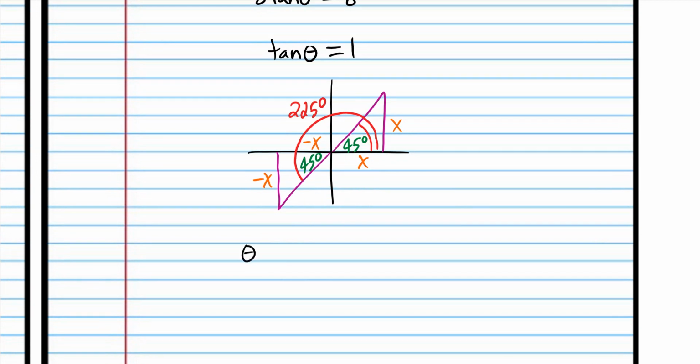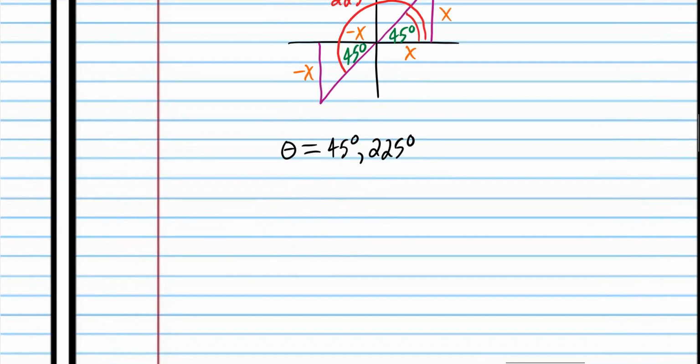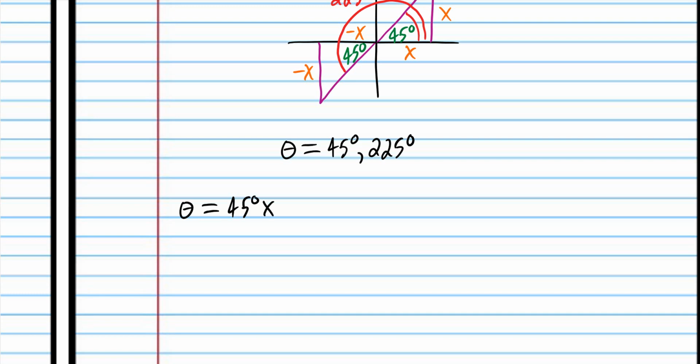Theta is equal to 45 degrees and 225 degrees, but again we want our solutions in radians, so I'm going to take 45 degrees and multiply by pi over 180. The degree symbols cancel out, and we have 45 pi over 180, which is equal to pi over 4.